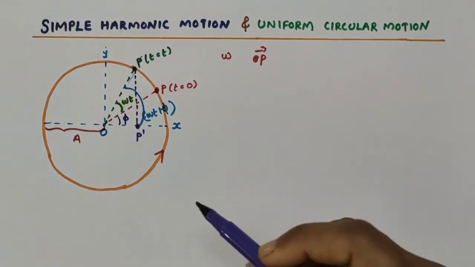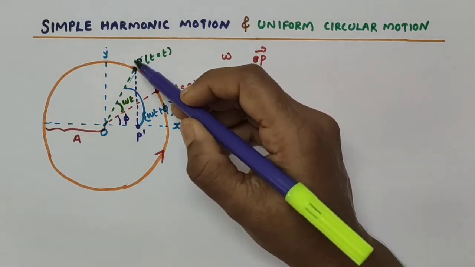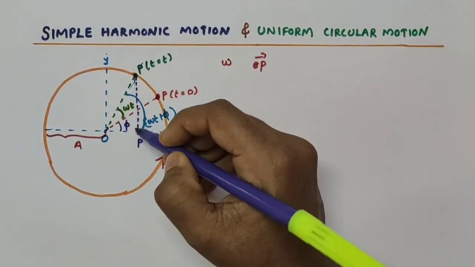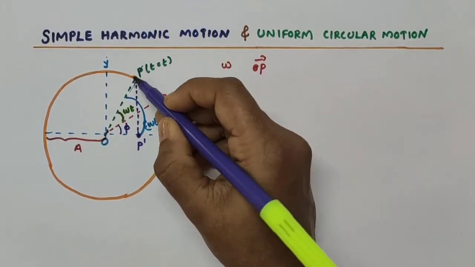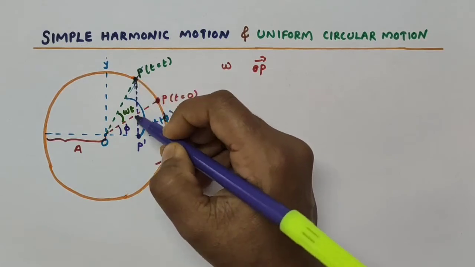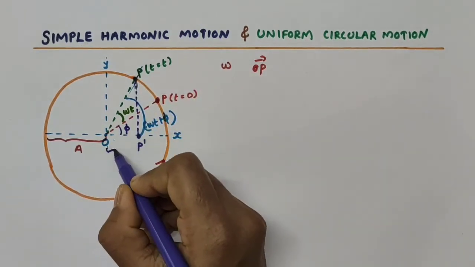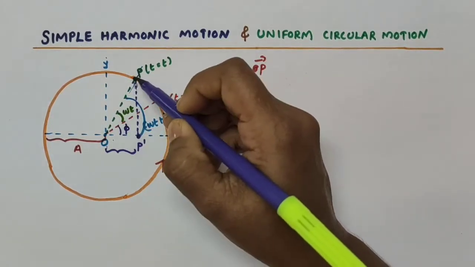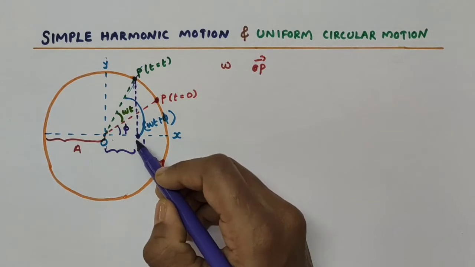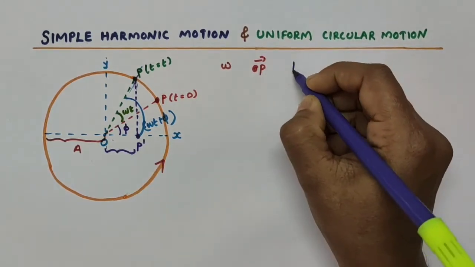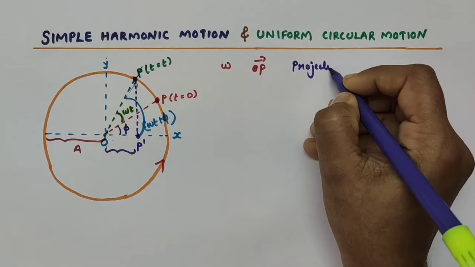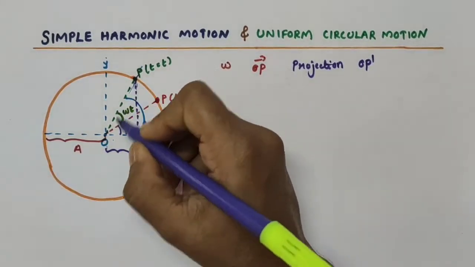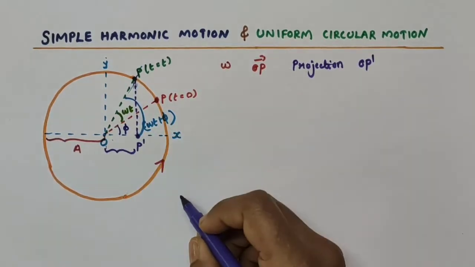Now, let us consider the projection of the position vector OP on the x-axis. We draw a perpendicular line from this point P to the x-axis. So this OP dash gives us the projection of the position vector OP on the x-axis. Let this point be P dash, and the projection is OP dash.